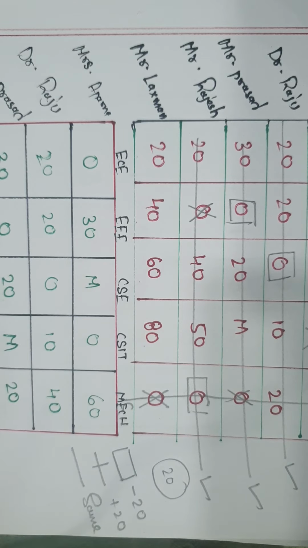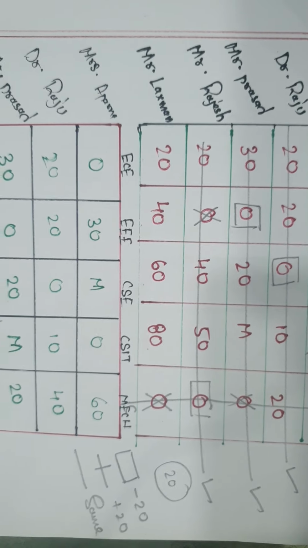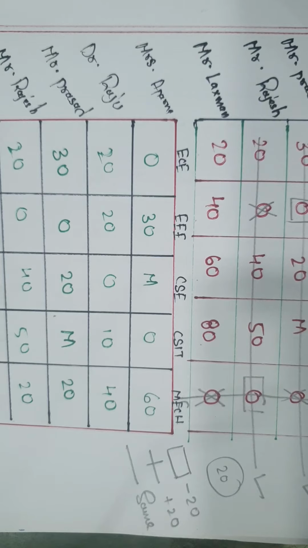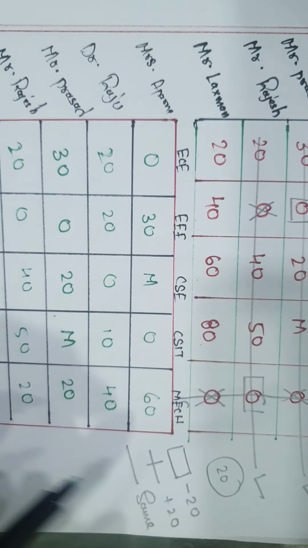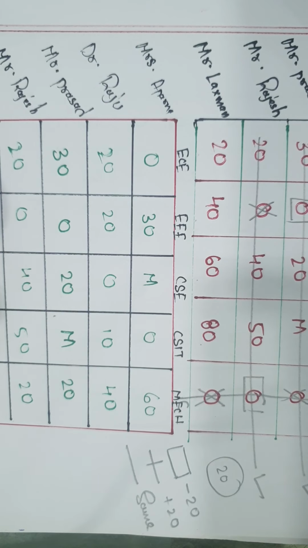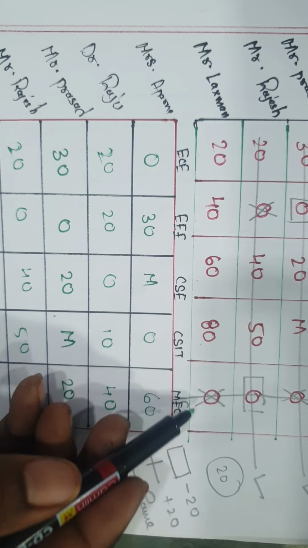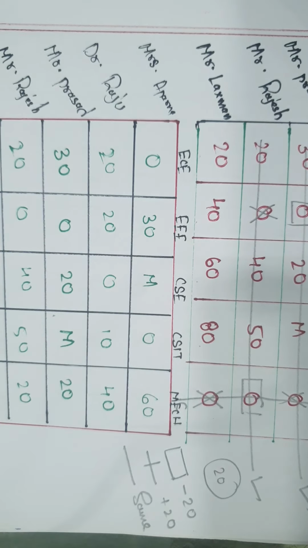And here double line means you have to do plus 20, plus 20. After that, as you can see here, 20 is there, box is there, so wherever you are finding box, minus. This one will become 20, this one will become 40, and this one will become 60. And here single line means write down the as it is.